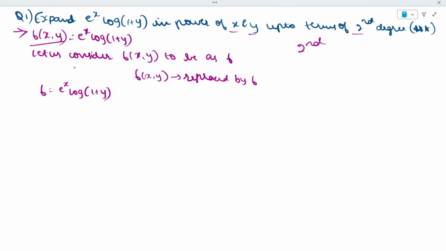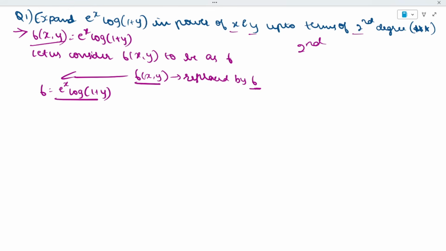Now for this particular problem, consider f of x comma y to be f. That means you have replaced f of x comma y, the whole function, just by f. That's it. This is one step that I have done. I hope you have understood. Now when we do this, you replace f of x, y with f. So just write the function again.